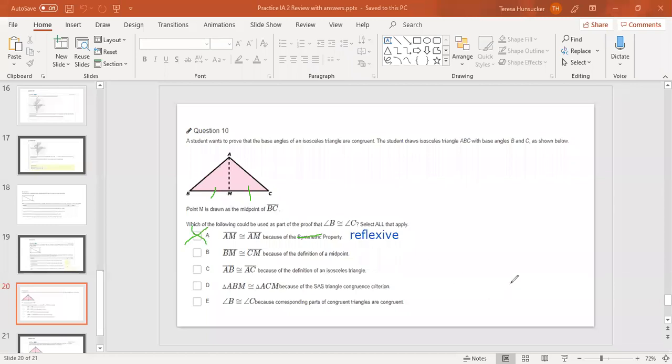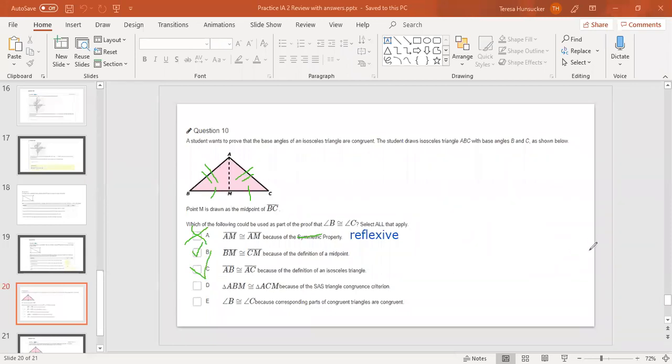The next statement says BM is congruent to CM because of the definition of midpoint. Yes, midpoint is the point in the middle of segment CB, producing two congruent halves. Next statement, segment AB is congruent to AC because of the definition of the isosceles triangle. And yes, this is true because an isosceles triangle has two congruent sides. So yes, that is true.